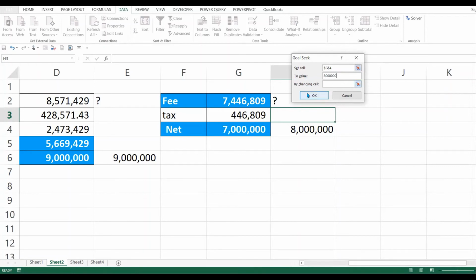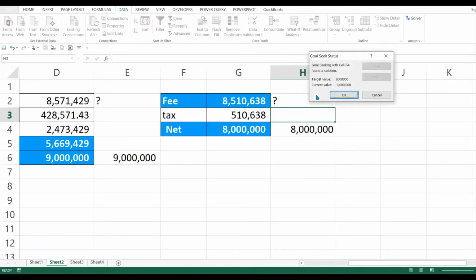By changing what? I can either change the tax rate or I can change the gross. But in most cases, the tax rate is changed by government. I may not have the powers to do that, but I can vary my gross. So I'm changing cell G2. You click, put the cursor there, click here, G2 will come here, or you can type it. After doing that, say okay. Goal seek will respond and say, I found a solution. And automatically these figures will change. So for me to get a net of 8 million, my gross should be this.